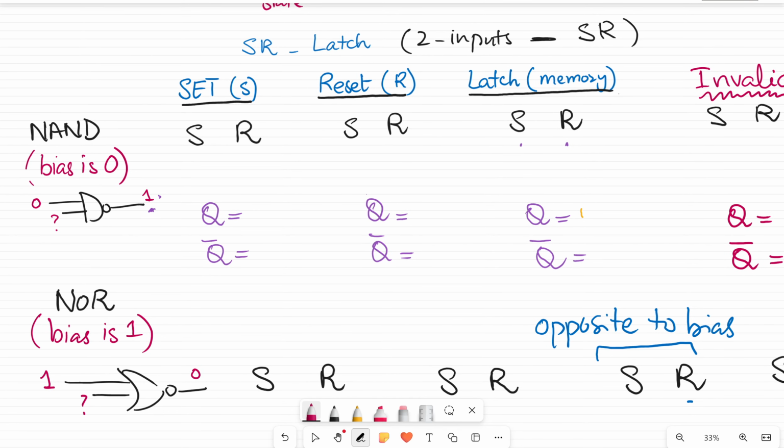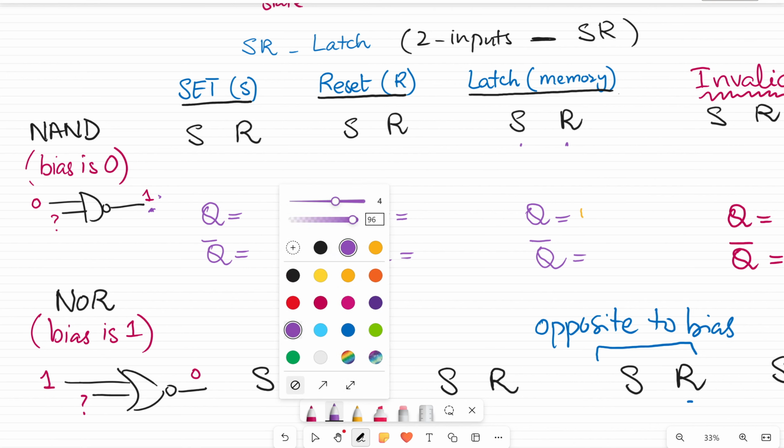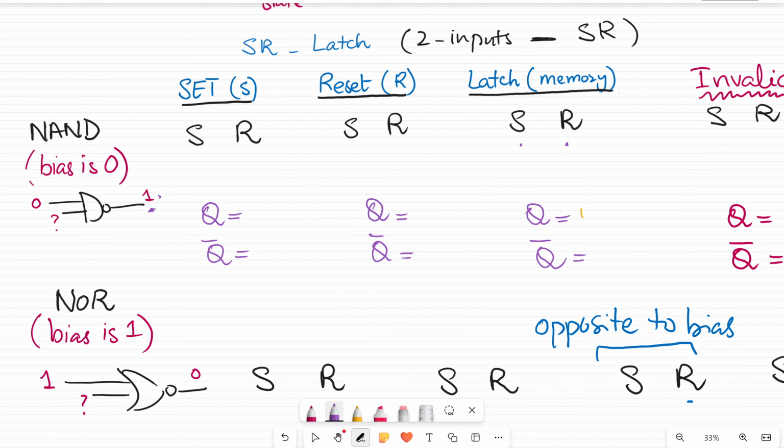One is set, reset and a latch state. So this means that if there are 2 inputs, we need 3 unique combinations to represent these 3 different states, which is set state, reset state and a latch state.